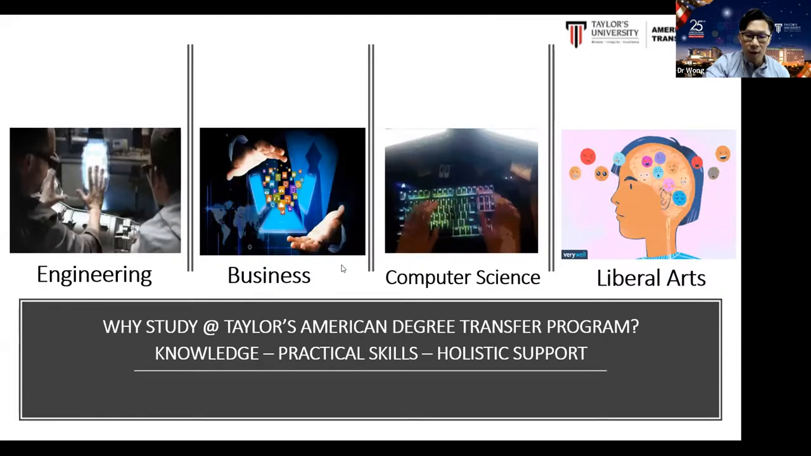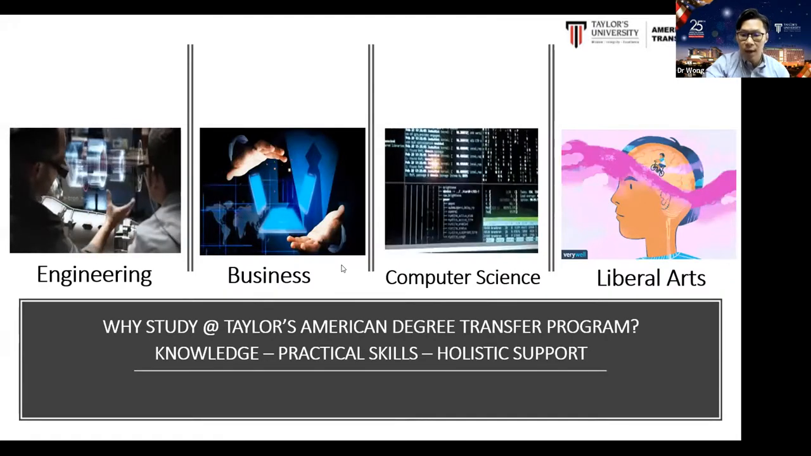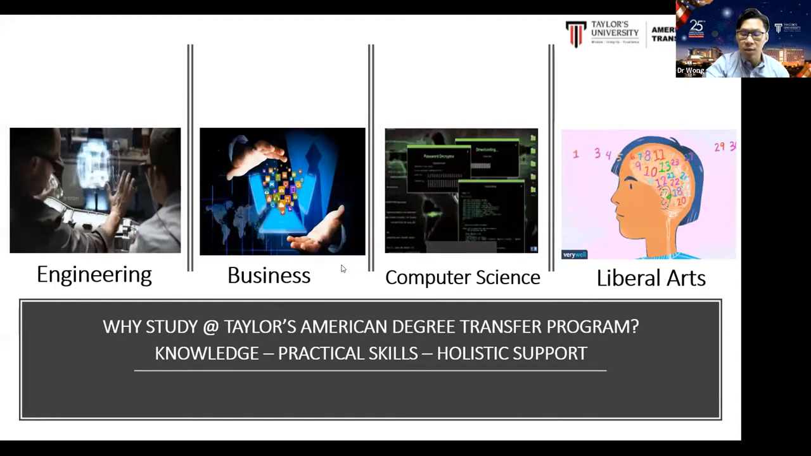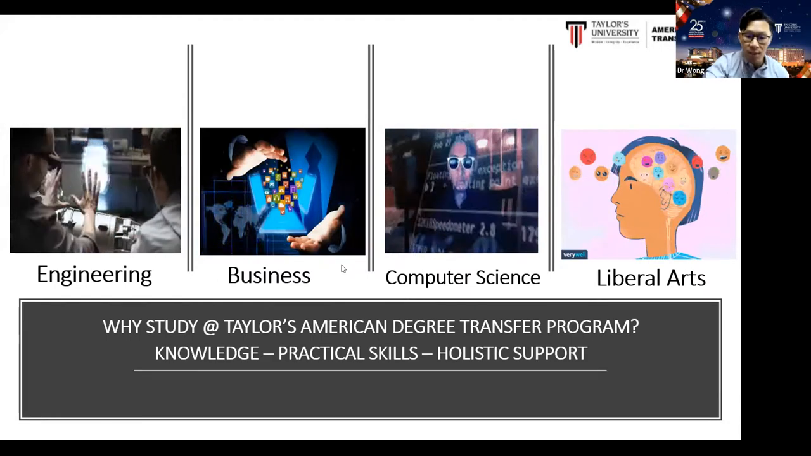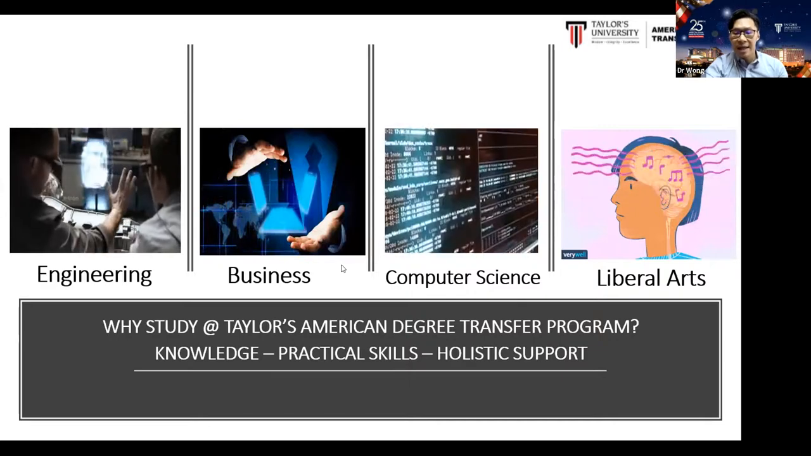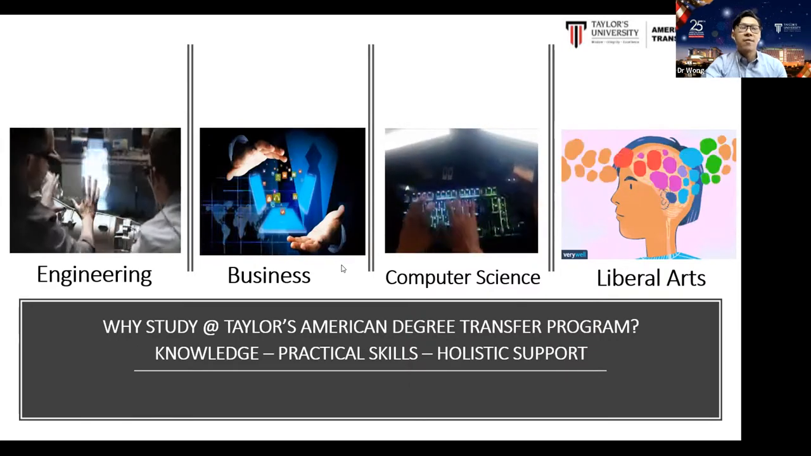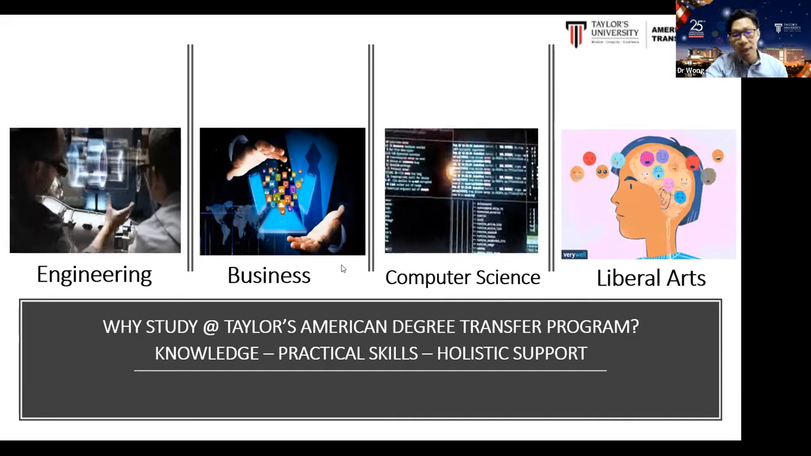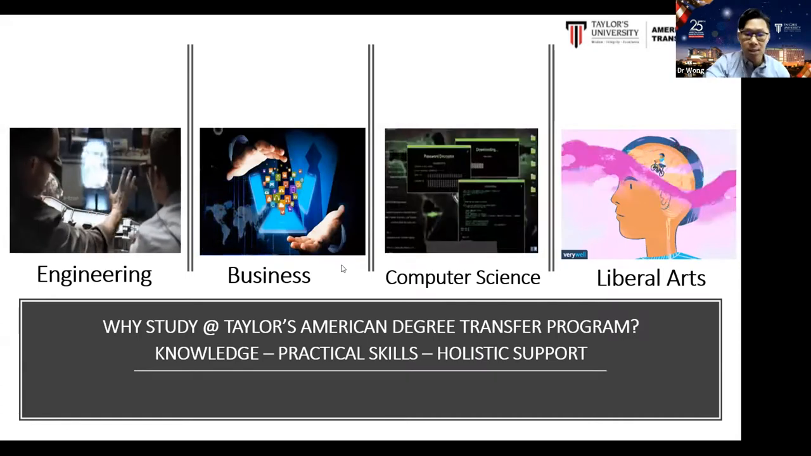Next, we have our computer science. So computer science students can actually do something like artificial intelligence, computer-related technology like gaming, graphics, and even software development. Machine learning is very popular nowadays, okay?